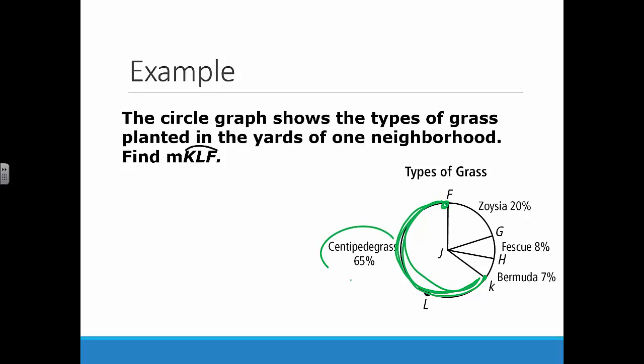Now it says that this is 65% of the types of grass. So what we have to do is find 65% of 360 degrees. Remember, 65% is just 0.65. So if you multiply 0.65 times 360, you end up with 234 degrees.